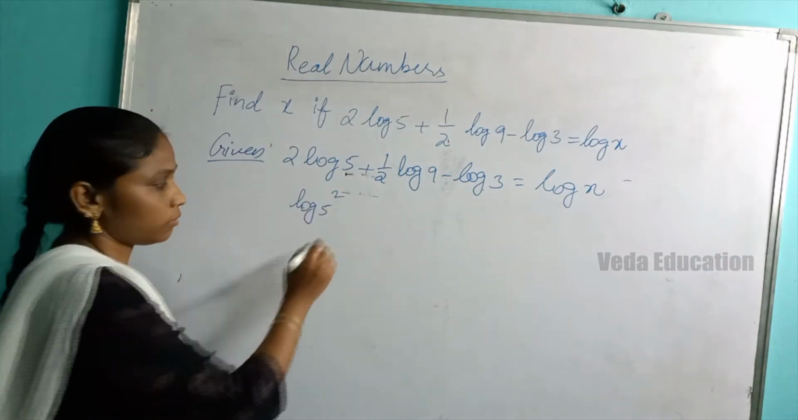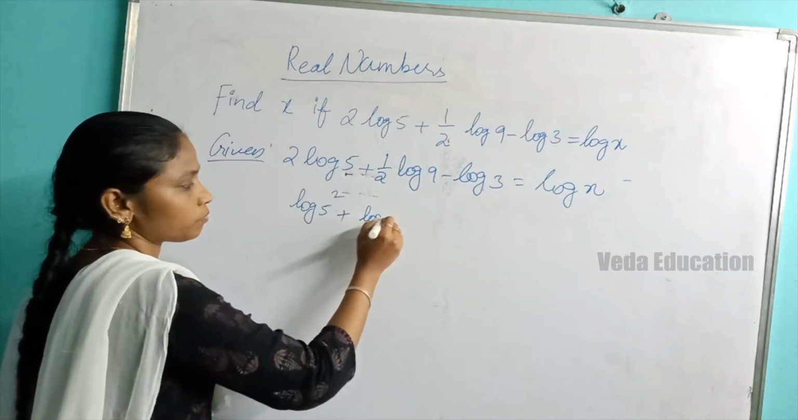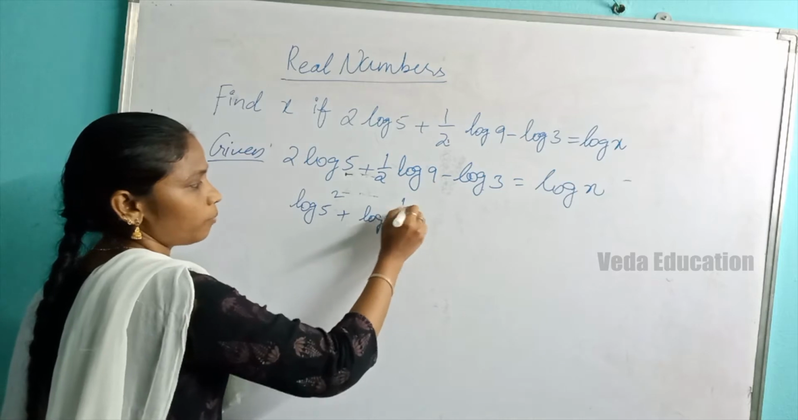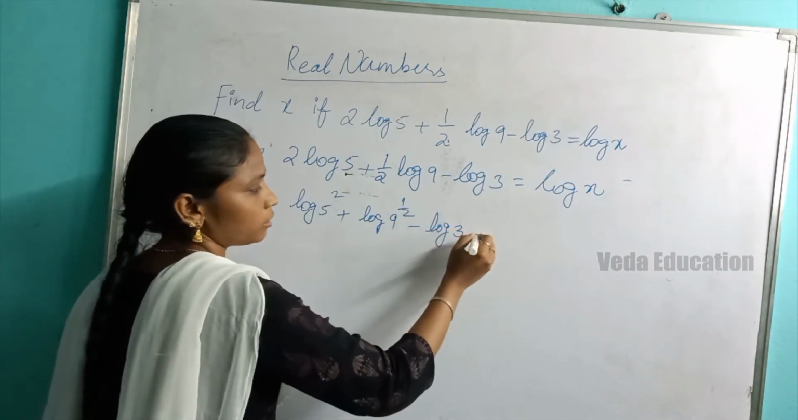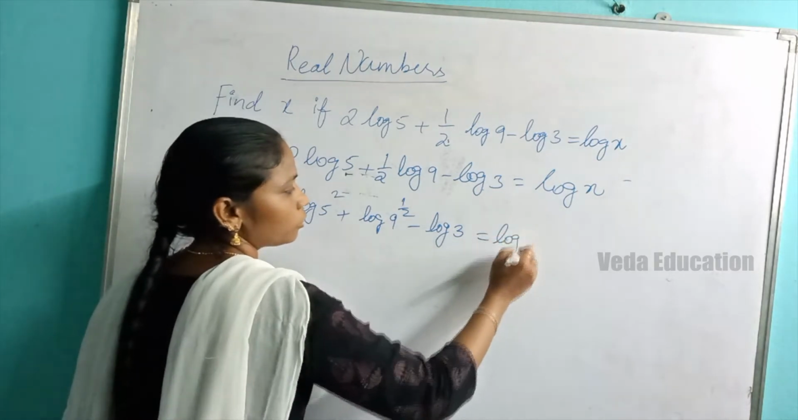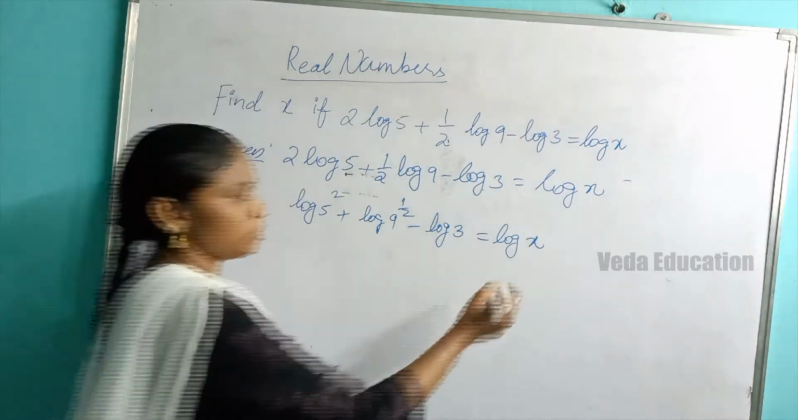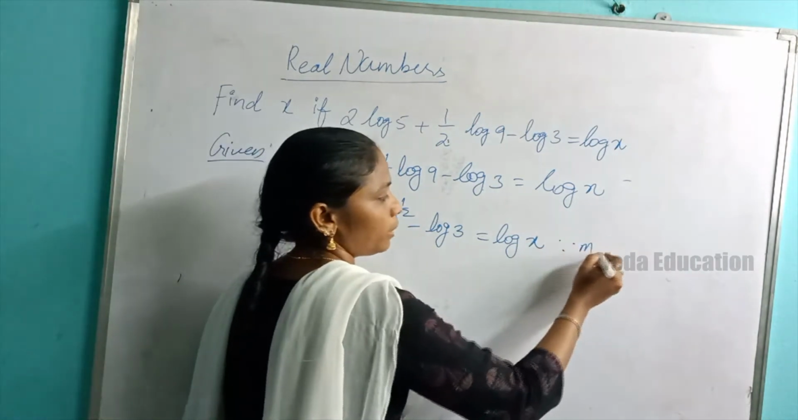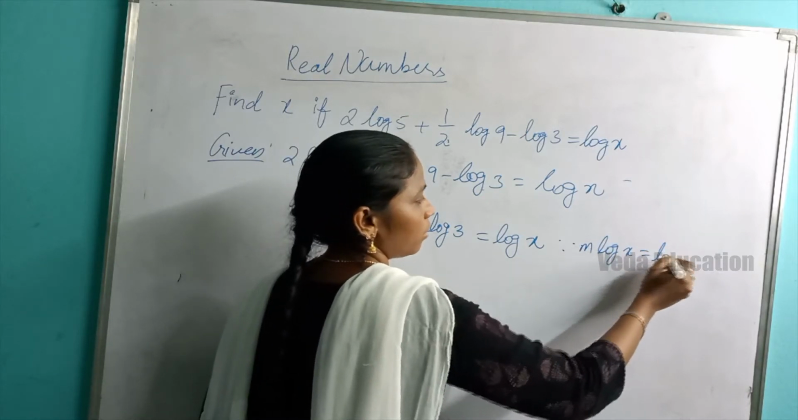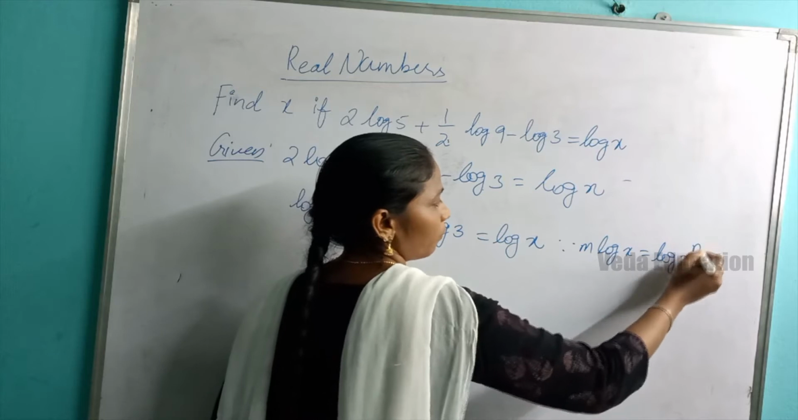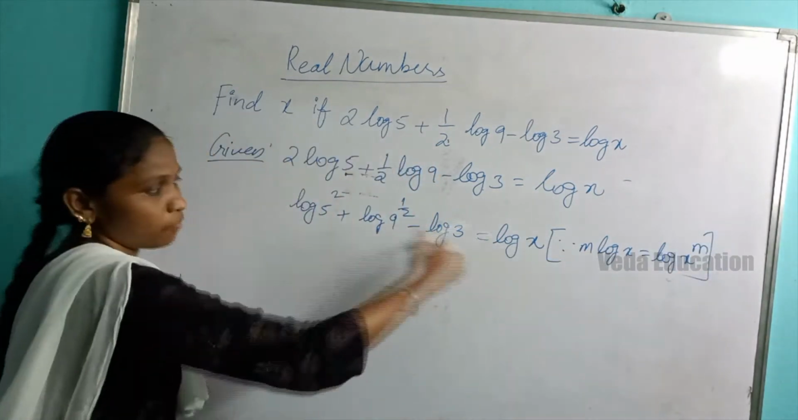Log 5 square plus, here 1 by 2 is multiplying, so log 9 to the power of 1 by 2 minus, here no number is multiplying, so directly you can write, equal to what is given, equal to log x. Okay, by using the laws of logarithms, m into log x equals log x to the power of m. Third law of logarithm. From this we got this.